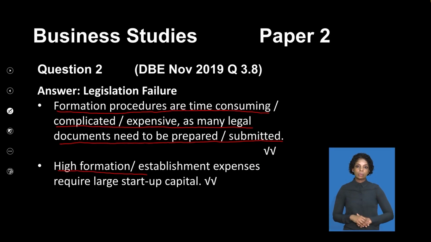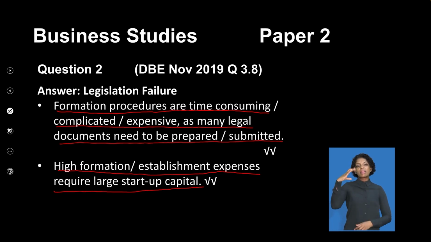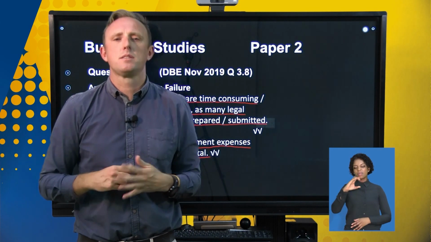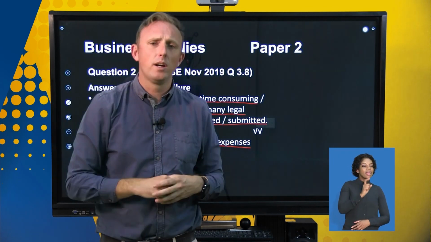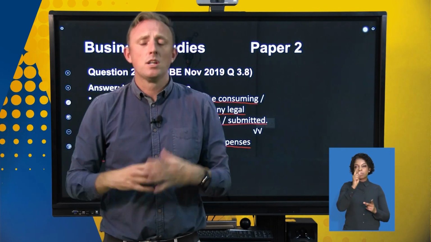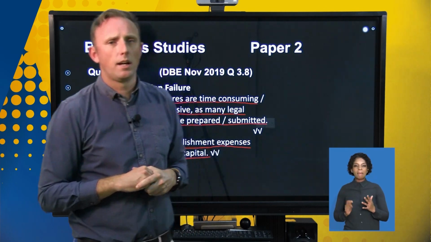There's high formation and establishment expenses required for large startup capital. So you need a lot of money in order to start a public company because there's a lot of expenses that you have to go through. You have to get lawyers, you have to have auditors. So all of that costs you quite a bit of money.